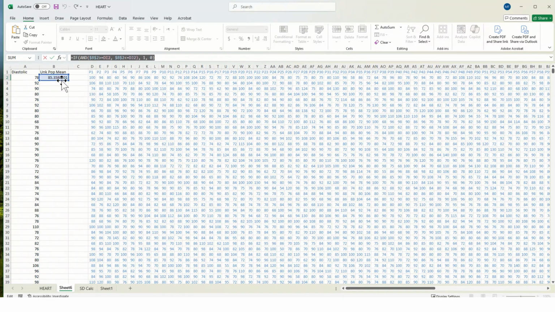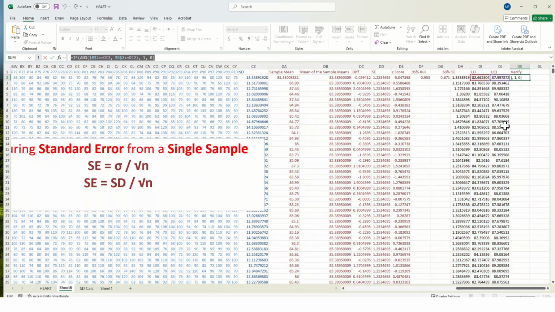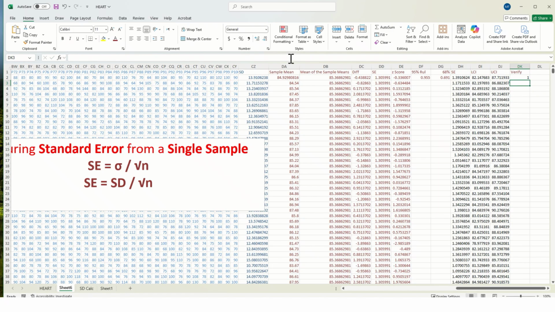So what this formula is giving us is that if the actual population mean, which in the real situation will be unknown, is between this value and this value, it is going to return the value 1. If it is not in between these two values, lower and upper confidence interval, it is going to give me 0. So in the first sample, we were able to capture the real population mean.